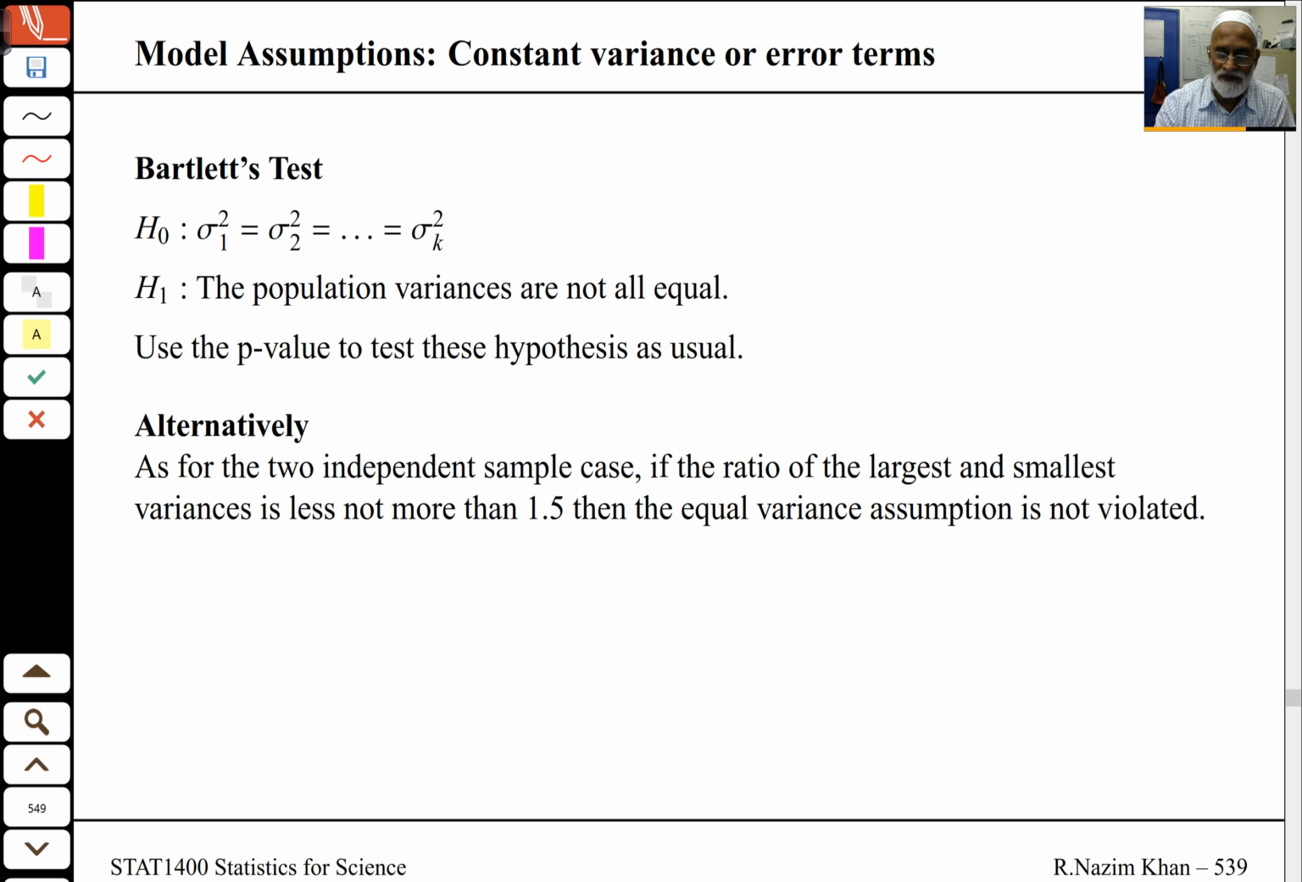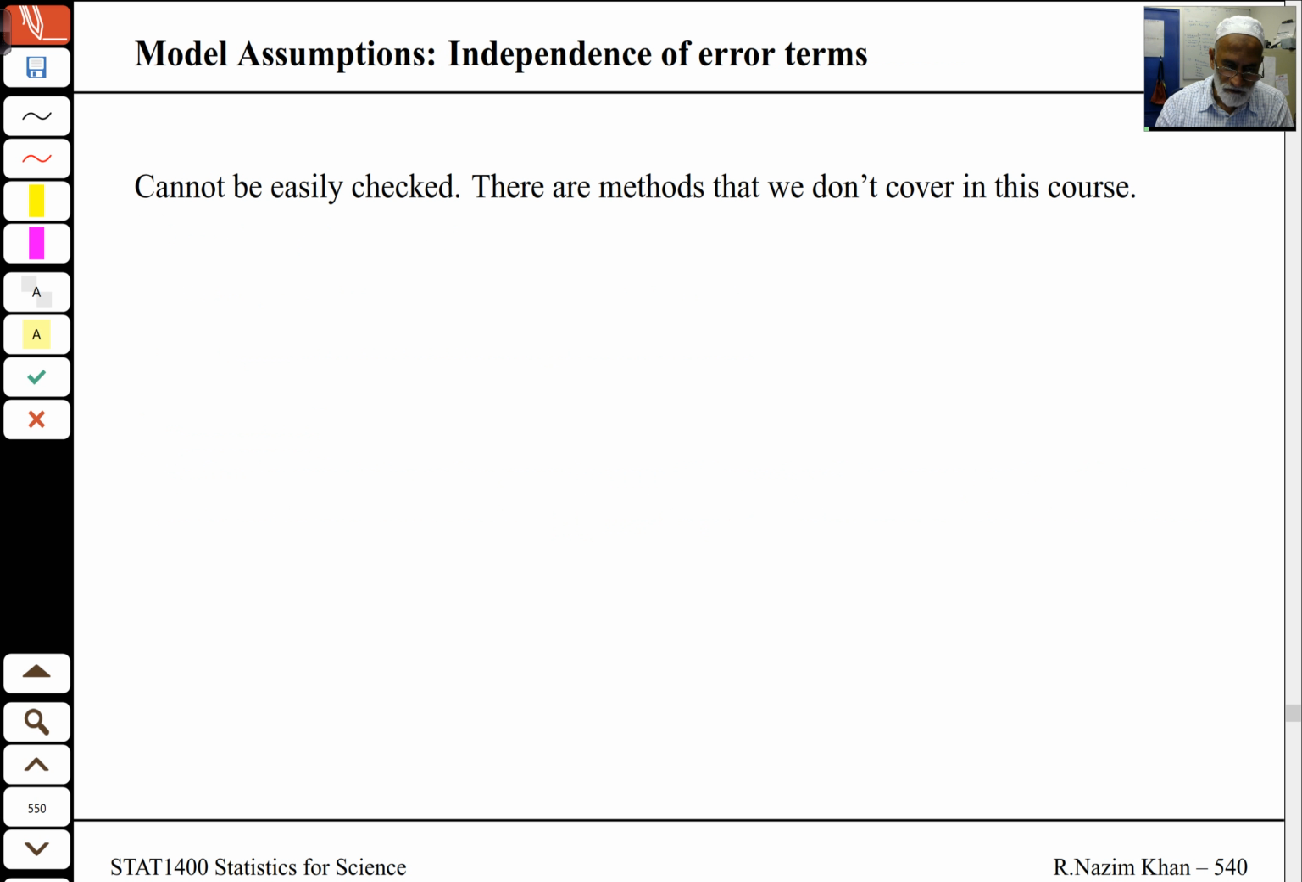There are also tests for constant variance, as we saw earlier in the two sample case. There's something called Bartlett's test. The assumption is H0: all the variances are equal, and H1 says they aren't all equal, and so we can use Bartlett's test, and the p-value will dictate to us whether we reject H0 or don't reject H0. And alternatively, as for the two sample case, if you look at the largest and the smallest variances and look at the ratios, if the ratio is 1.5 or less, you can easily accept that the variances are equal. Independence is hard to check. We won't cover that in this course.